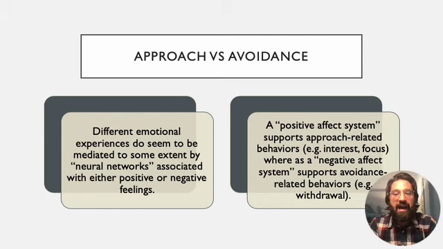And when we talk about a positive affect system, we're talking about behaviors or attitudes that are related to approach-related behaviors, like showing interest in something, focusing on something that we're interested in. We're leaning in when we're displaying these more positive affects. Whereas a negative affect system supports more avoidance-related behaviors, meaning things like withdrawing, going away, moving away from something, shutting down, stepping away. And so we can maybe think of emotions as falling into these different affect systems, either positive or negative.